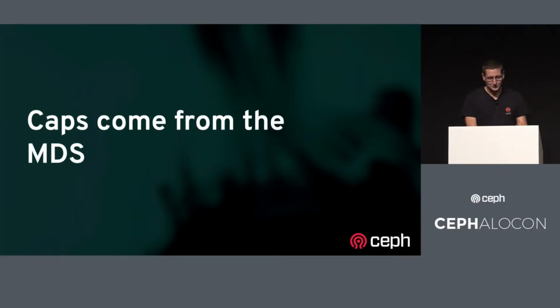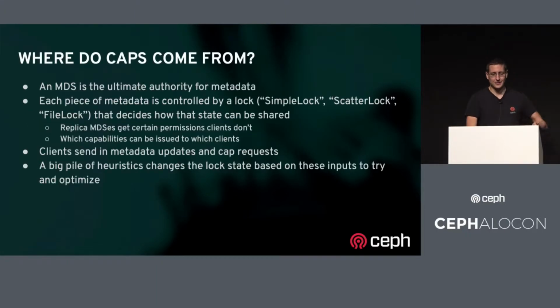All right. So the caps come from the MDS. The metadata server is the ultimate authority for all metadata. They get to decide who is allowed to do what. Within the MDS, each of those pieces of metadata we've talked about is controlled by its own internal lock that decides how that state can be manipulated by the MDS with the authority and other MDSs and other clients in the system.